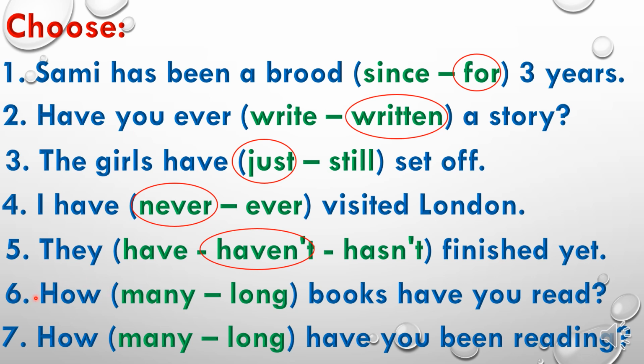Number 6. How many or long books have you read? How many books لأنه books أشياء معدودة. وكمان عندي الزمن present perfect نسأل عنه بهاو many للأشياء اللي يتم عدها. طبعا books يتم عده. 7. How many or long have you been reading? How long لأنه بيسأل عن المدة الزمنية عن القراءة. ما في إشي هنا ما في كلمة معدودة جاي وراء أداة السؤال.